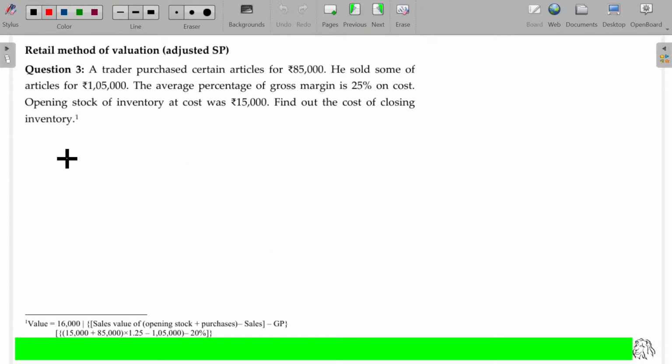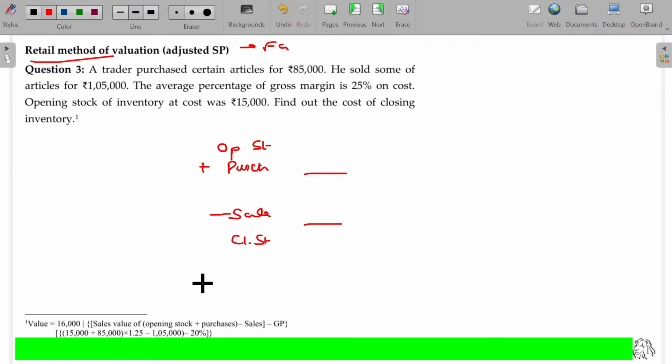Now, in case of retail method of valuation, usually this method will be suitable for finished goods. A trader purchased, in this case, how can we calculate, sir? Opening stock plus purchases minus sales to get the closing stock. Is that clear?